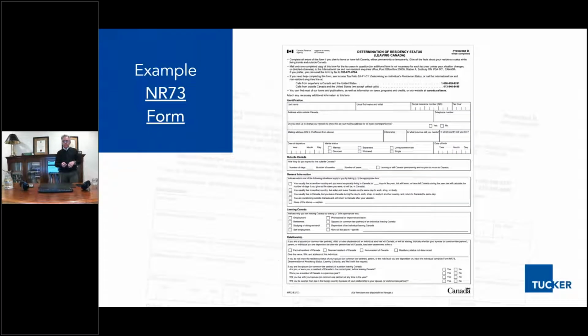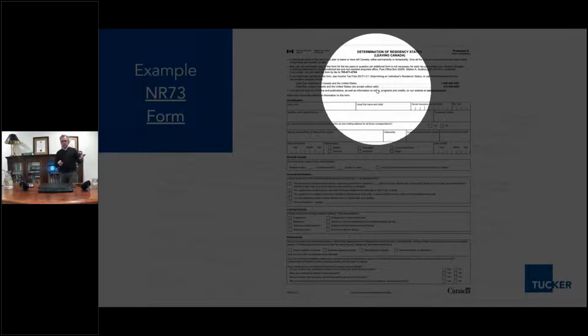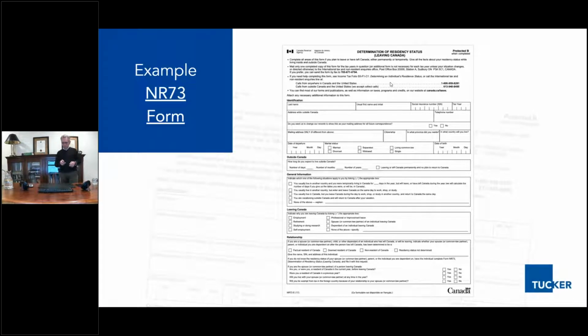There is a form called an NR73 form, which is filled out by people who are leaving Canada. So if during the course of the year you're leaving, for example, because you're going to school outside of Canada, this is the form that would be filled in.